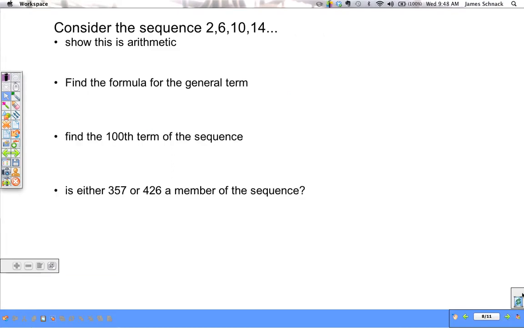So, we have a sequence, 2, 6, 10, 14. Show that this is arithmetic. So how do we show something's arithmetic? We show that it has a common difference. So we take any term and subtract the one before it. And if this is arithmetic, this should continue to be true. 10 minus 6, that's 4. 14 minus 10 is 4. So the common difference, d, is 4. We have just shown that it's arithmetic. There's a common difference here.